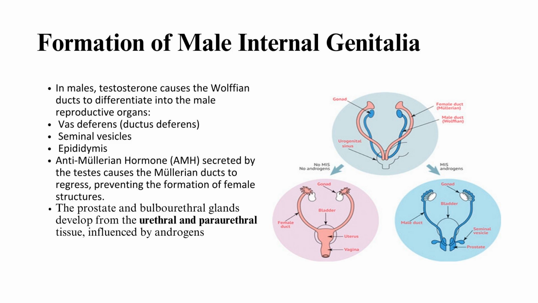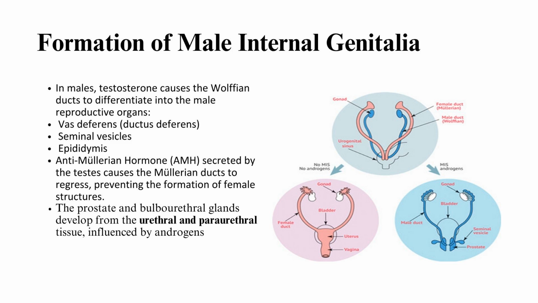Third, formation of male internal genitalia. Around the 7th week of development, the male internal genitalia begin to form under the influence of testosterone produced by the developing testes. Key structures: Wolffian ducts. These are the precursor structures that will develop into the male internal reproductive organs. In the presence of testosterone, the Wolffian ducts develop into the epididymis, vas deferens, and seminal vesicles. The Wolffian ducts are initially paired structures that form near the kidneys. Testosterone promotes the development of the vas deferens, epididymis, and seminal vesicles, which are crucial for sperm transport and storage.